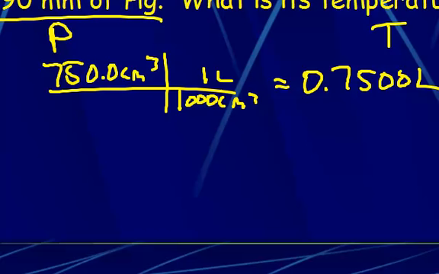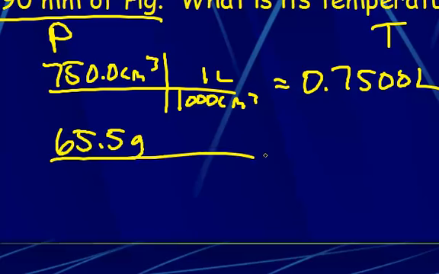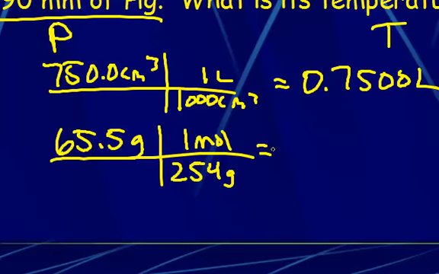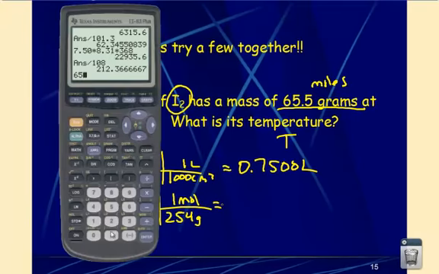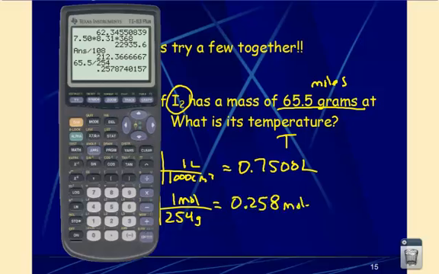So 0.7500 liters. Mass, 65.5 grams. I can't do grams, I have to do moles. So I have grams of I2. I need the molar mass of I2, 254 grams in 1 mole, since 127 is I times 2. And I now have moles, 65.5 divided by 254. So 0.258 moles of I2.